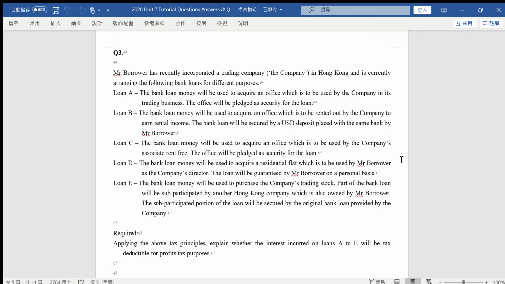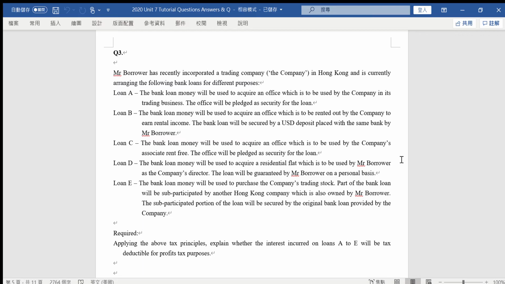Okay, for the first loan, loan A, the bank loan money will be used to acquire an office, which is to be used by the company in its trading business. The office will be pledged as security for the loan. For answering this question, we should focus on those sections related to determining whether the interest is allowed to deduct or not. Basically, the concerning loan interest should be related to the company's production of assessable profit.